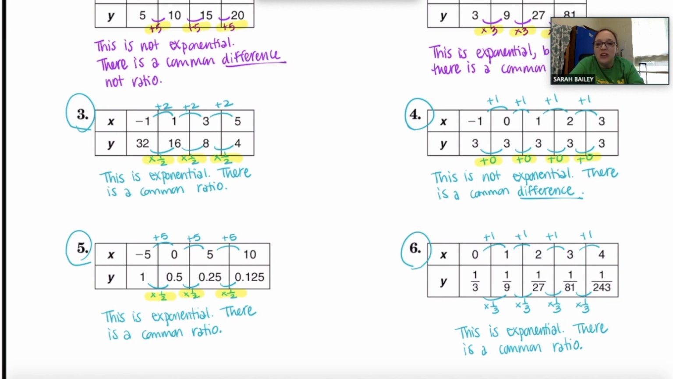Okay, hopefully you guys did well with this. Remember, when you're looking at a table and you want to know if the table is displaying exponential behavior, look at the Y column and see if you have a common ratio or a common difference. Are you multiplying by the same amount each time, or are you adding by the same amount each time? And that'll determine it. If it's a common difference, know that the graph is going to be linear, meaning a straight line. If it's a common ratio, then it's exponential.